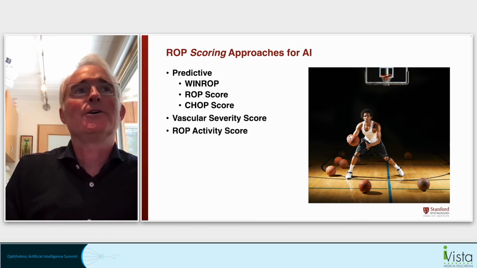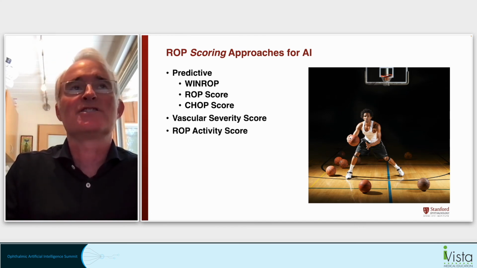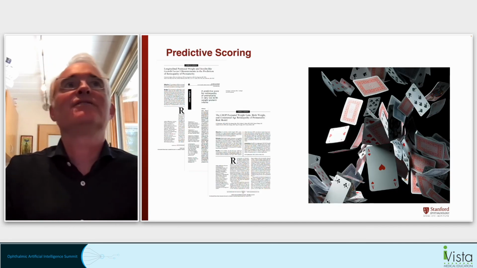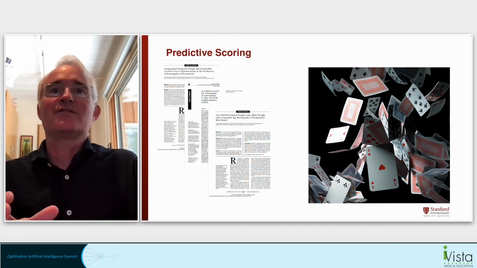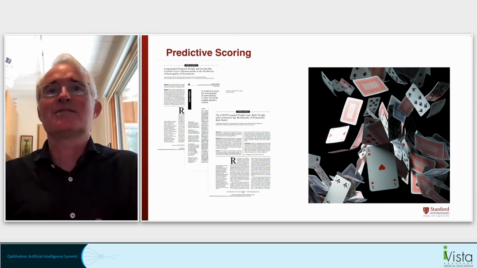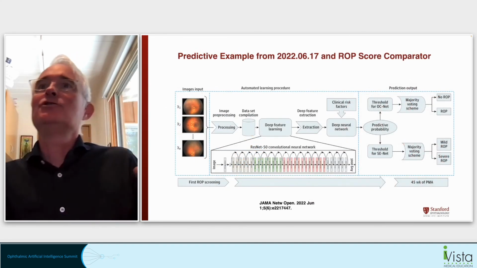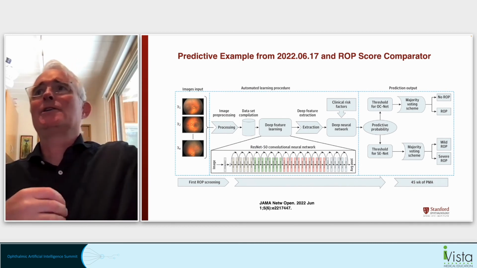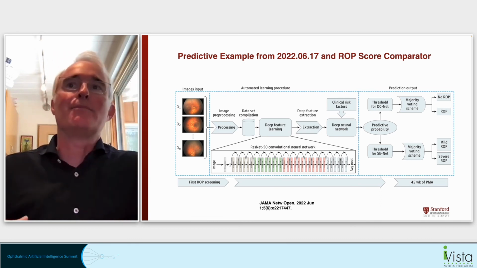And then finally, the one which is trying to bring them all together, which is the ROP activity score using zone, stage, and plus, the three main features. Predictive scoring does what humans can. It can obviously do the human-based interpretation of the images, but then it takes all the demographic data, weight gain data, growth factor data, whatever that system is using, puts them into the hopper and ends up with this magical prediction that usually says you're likely to develop ROP or you're not likely to develop ROP. And if you do, it's either going to be mild or severe.